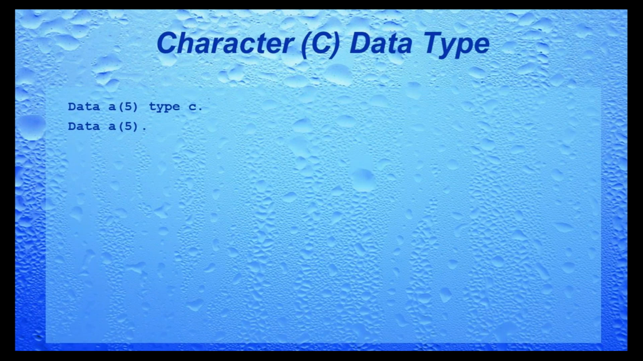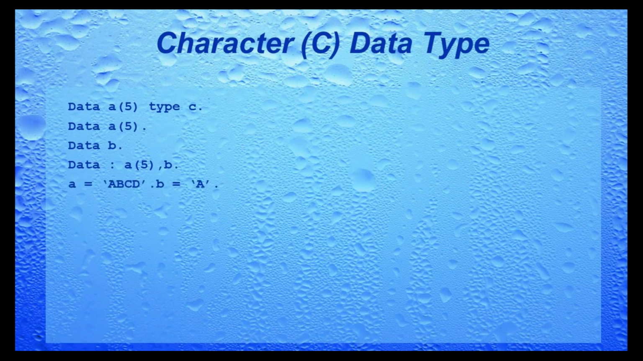In character, we can define in two ways, either a of 5 type C, or simply a of 5. That's it. You can declare a data B, and the length will be 1, type will be character. As we discussed theoretically, data a of 5 and data B can both be combined into a single declaration: data colon a of 5 comma B. We are not mentioning the type, so the default type will be character, and the default length would be 1.